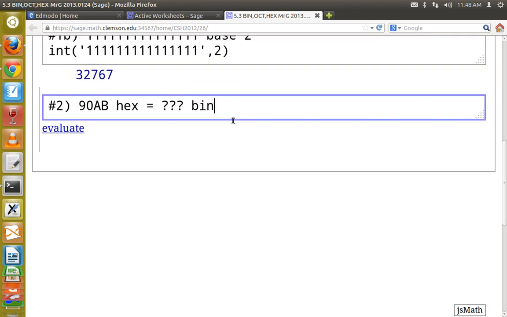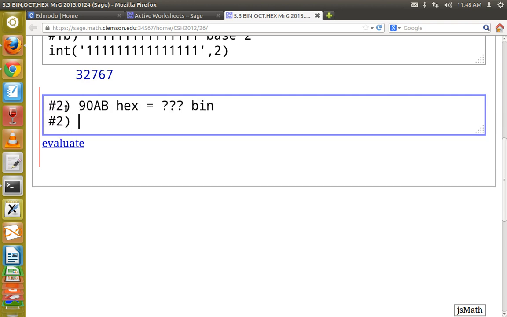Okay, so let's see. I could do this as a comment, or you could use the word processor if you want. How do you write 9 in 4 bits? I need 1, 2, 3, 4 places: the 1's place, the 2's place, the 4's place, the 8's place. Do you need an 8? Yeah. Do you need a 4?